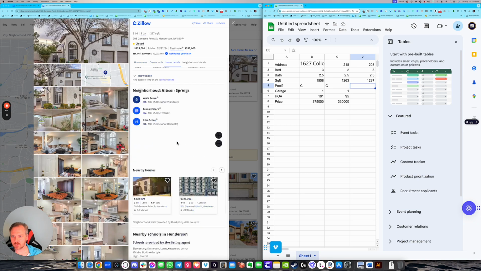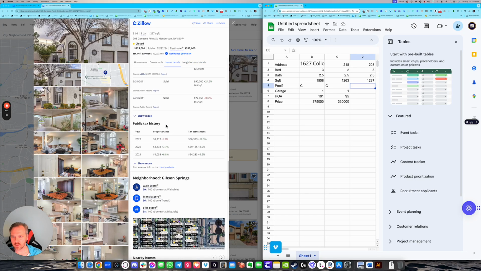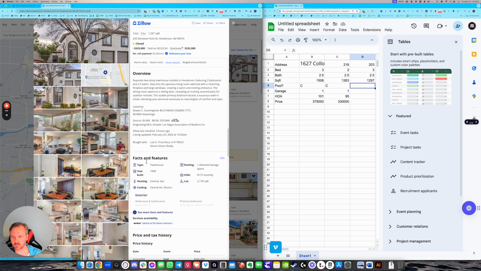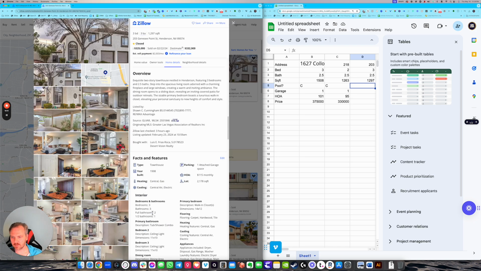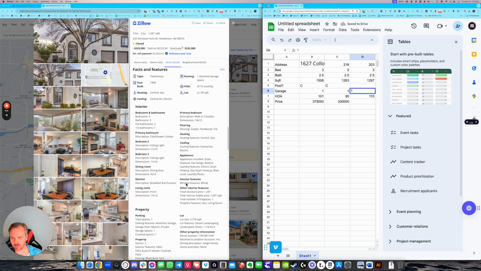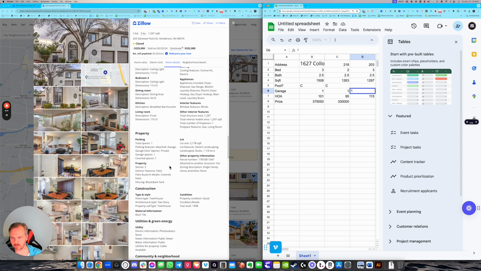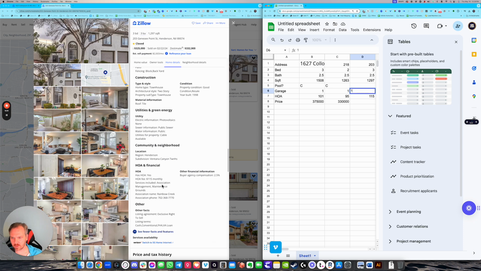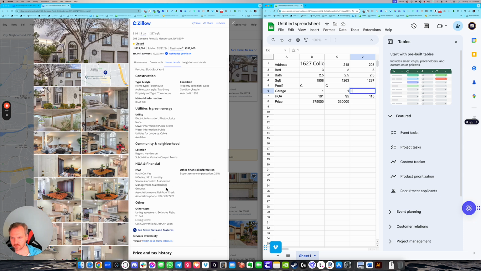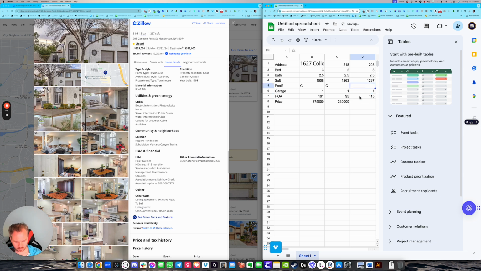I don't see a community pool on here. Doesn't mean there isn't one. HOA, oops. Clicked on an ad. HOA is 115. It is also a 1-car garage. And community association management, no pool from what I see. So nope. And they got 325,000.